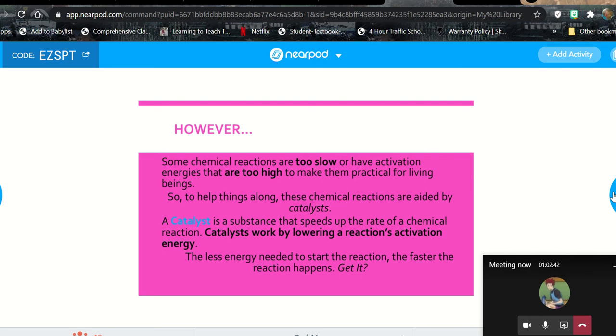The catalysts work by lowering a reaction's activation energy. So remember that energy that is needed for the reaction to happen, the catalyst comes and cuts it in half. So we don't need half as much energy as we used to need. Therefore the reaction happens faster. The less energy needed to start the reaction, the faster the reaction happens. So that's what a catalyst does. It cuts the activation energy in half so that it speeds up the chemical reaction.